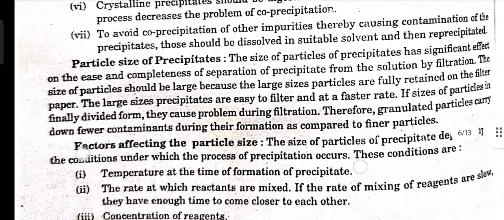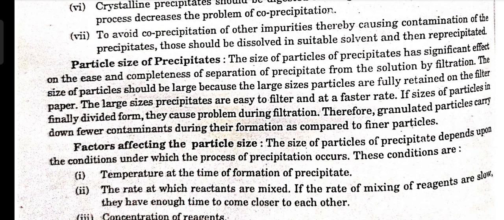Size of precipitates. The size of particles of precipitates has a significant effect on the ease and completeness of separation of precipitate from the solution by filtration. The size of particles should be large because large particles are fully retained on the filter paper. The large sized precipitates are easy to filter and at a faster rate. If the particles are in finely divided form, they cause problems during filtration. Therefore, granulated particles carry down fewer contaminants during their formation as compared to finer particles.